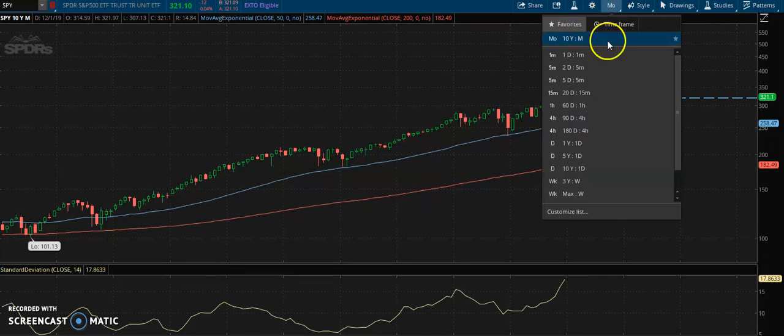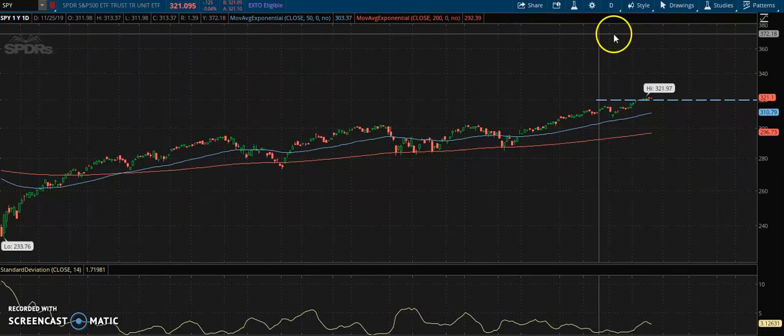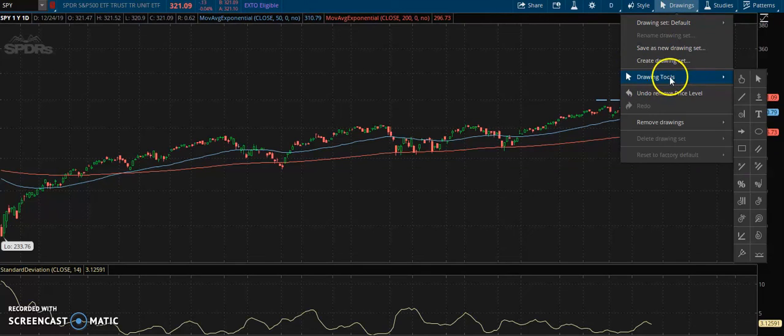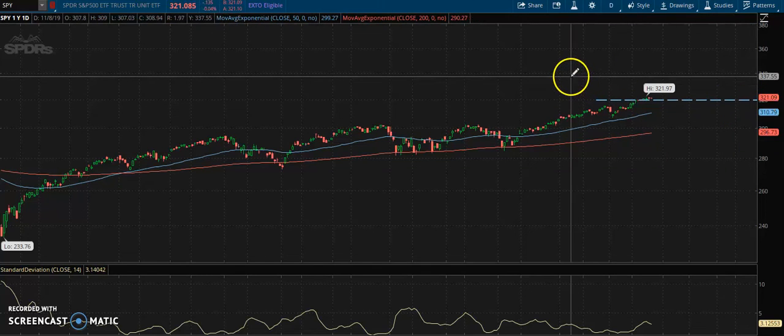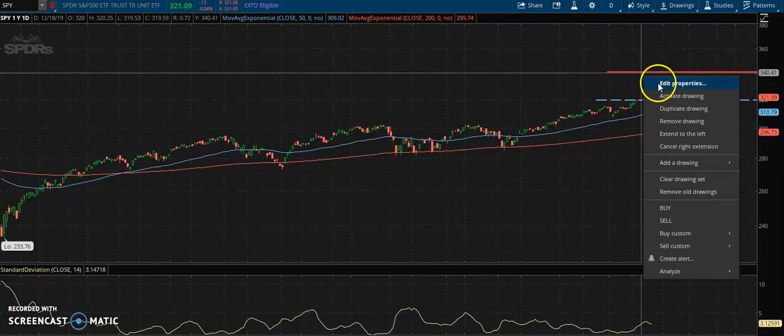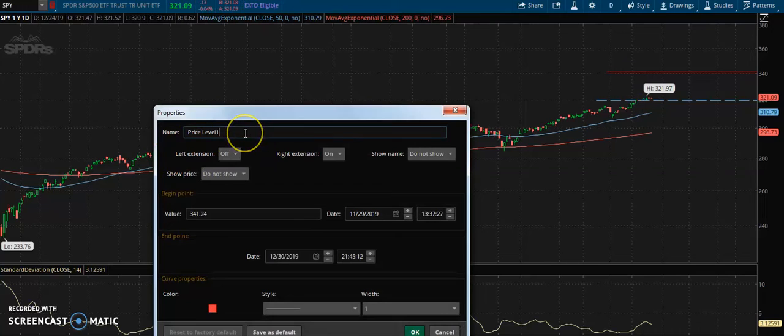All right, so let's switch back over to a daily view and put these price levels in. So I'm going to go back over to my drawings. We're going to start with a price level, and I will do these at the beginning of the month. So I'm going to start, we'll just edit it as we go. I'm going to do the second standard deviation first.